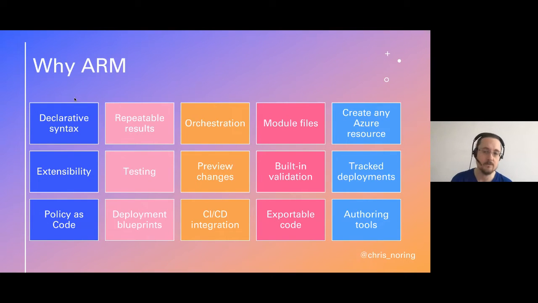We also have the concept of tracked deployments. This is as simple as saying you're able to go into the portal and say, hey, this resource group has all these deployments that you've done historically. So you can go and see, oh, okay, on the 11th of June, I did this deployment. On the 2nd of August, I did that, and so on. So you have all that traceability.